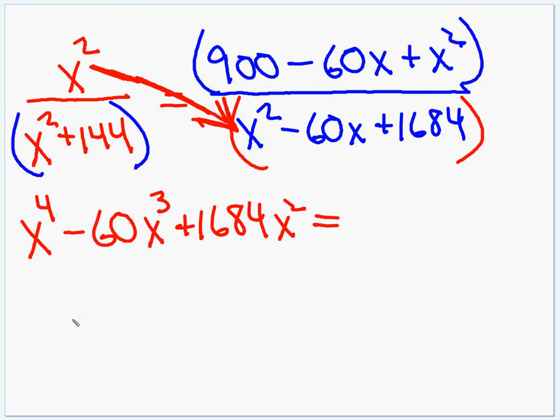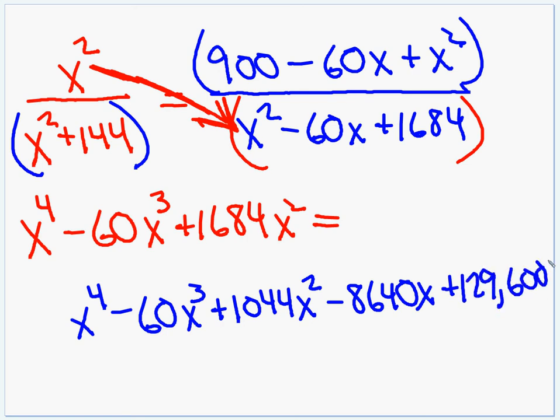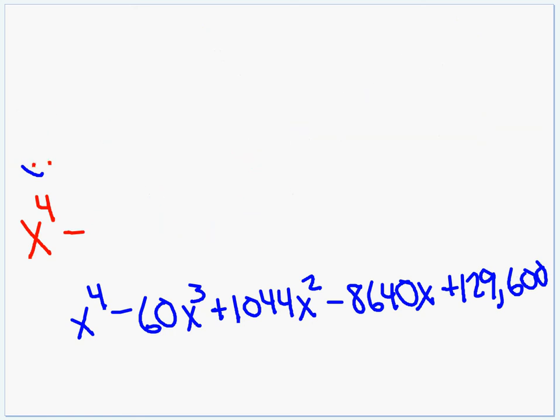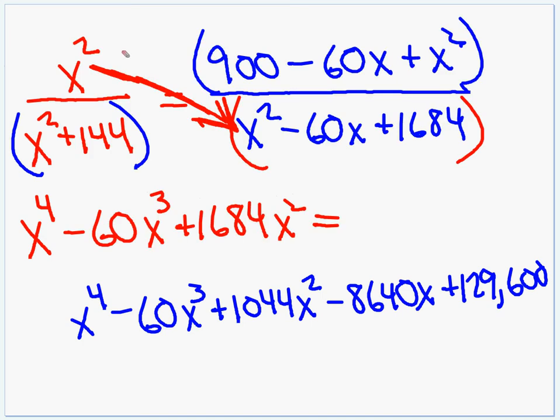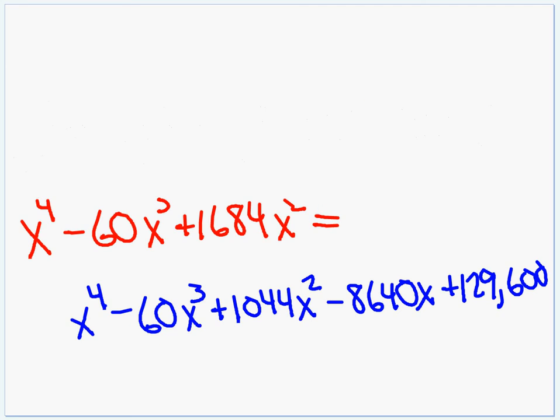Collect like terms, you're going to have x to the fourth minus 60x cubed plus 1,044x squared minus 8,640x plus 129,600. Okay, I wish I could have got back there. I didn't want to erase that red stuff. There we go. I wish I could have written that all on one line, because it's going to be easier to see what happens next.